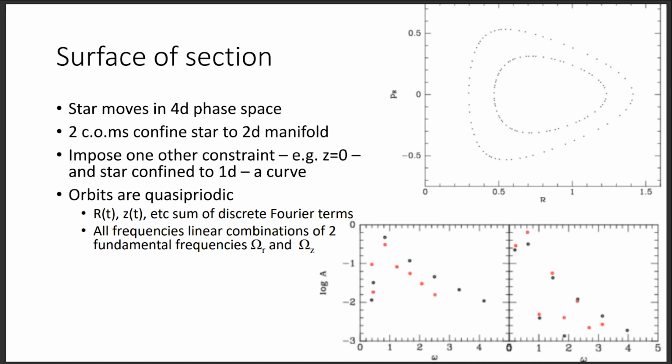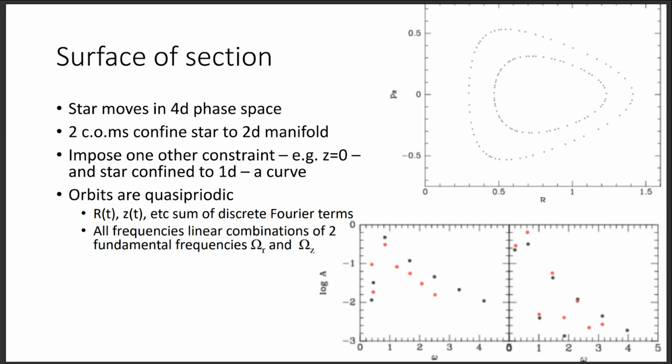Only certain sinusoids occur, and these sinusoids that do occur can all be written as integer linear combinations with just 2 frequencies. And this plot here is very instructive. It is just the Fourier transform of these 2 time series, one of them in red, the other in black. This is the logarithm of the amplitude of the Fourier term.